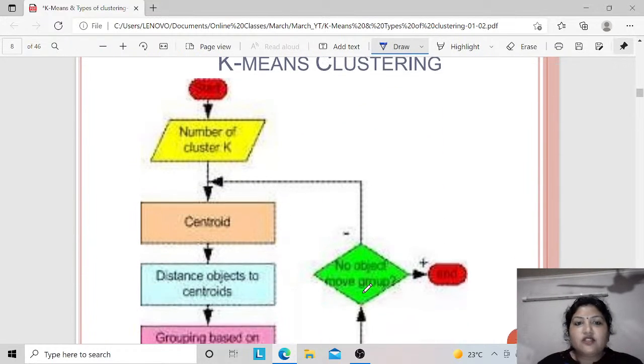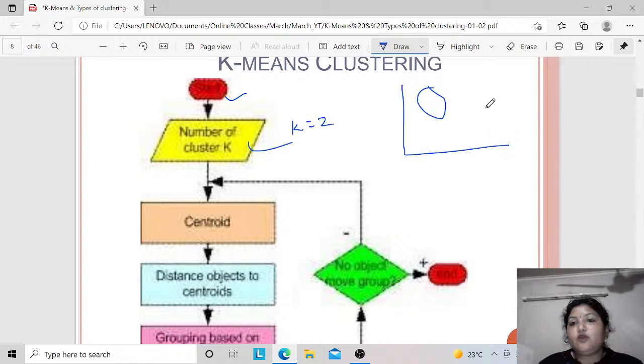So this is our flowchart. You start with the number of clusters. Here we have to define at the start, suppose I say k is equal to 2. That means our whole data set is divided into two clusters. Our data points will fall either in this cluster or in this cluster. So k equal to 2 means you have two clusters.